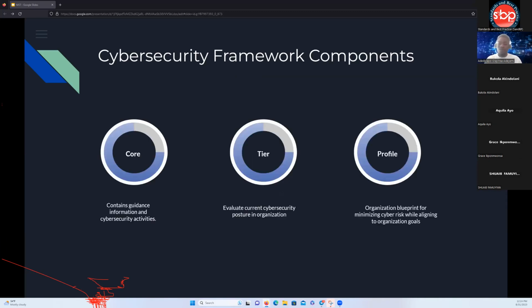You could think of the first component as the core component, which aligns or enforces guidance in information and cybersecurity activities within your organization. It ensures that there's a set of cybersecurity activities and outcomes designed to facilitate communication within your organization and the teams there.